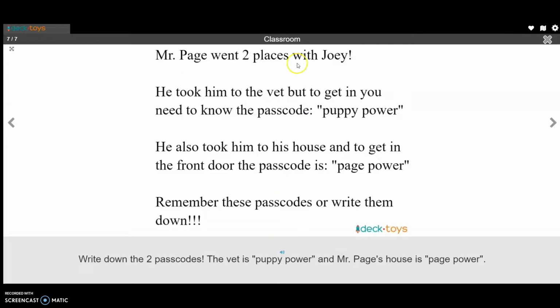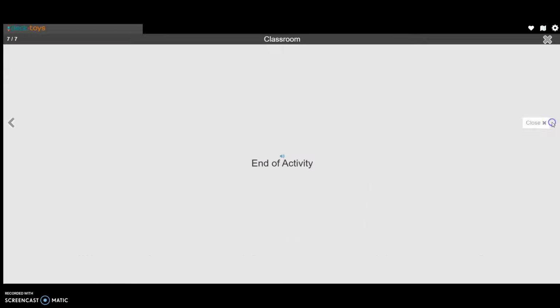All right, my dog Joey went 2 places. He went to the vet. The passcode for the vet is puppy power. He also went to my house. The passcode for that is page power. Write down these passcodes. That's how you're going to need to get in there. I chose not to do keys. I think the students would understand just writing down passcodes and putting them in a little bit quicker. It was really just a choice.